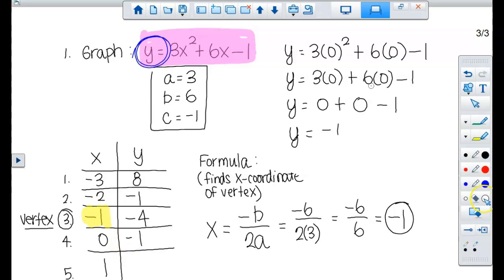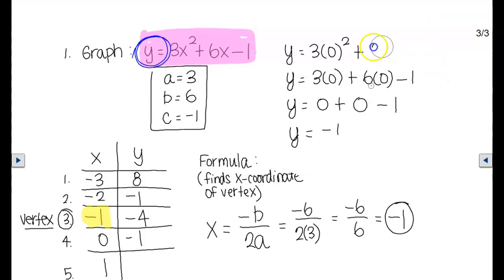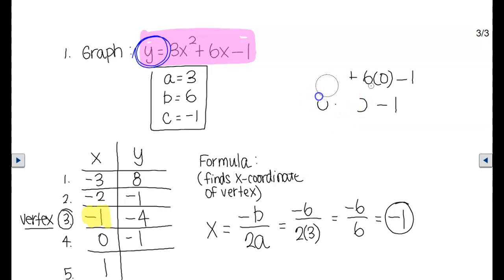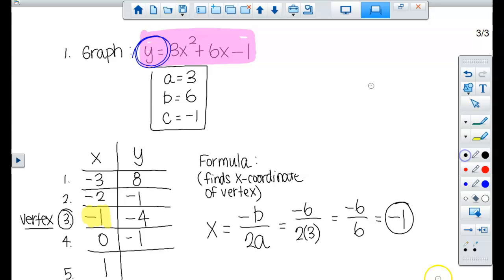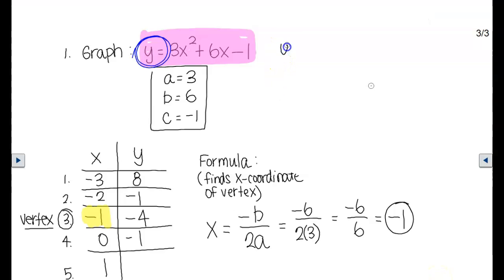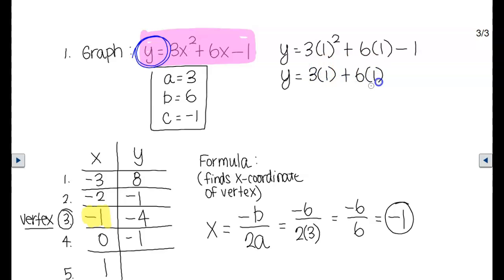And that leaves us with one more to do. We have to plug in 1 for the x's and come up with our last y value. And then we'll be ready to graph. So we're going to plug in 1 for the x's. So y equals 3 times 1 squared plus 6 times 1 minus 1. We're going to take care of the exponent first. 1 squared is 1. So 3 times 1 plus 6 times 1 minus 1.